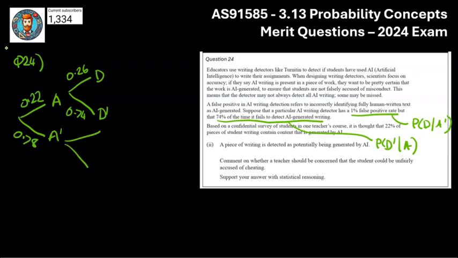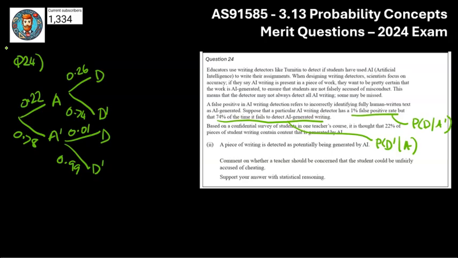Same thing down the bottom. If AI wasn't used, the software would either detect it as AI or not detect it as AI. And in this case, it said it had a 1% false rate. So that means 0.01 is the probability for it being detected if it wasn't AI, which means the remaining 0.99 is sitting down the bottom there. Okay, so I've done my tree.